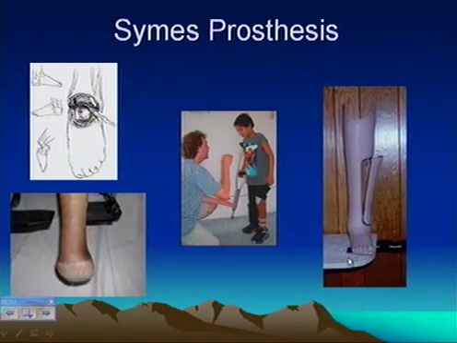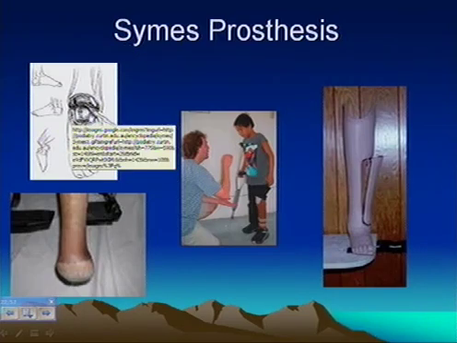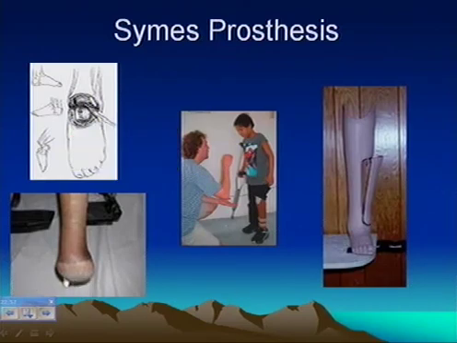Symes prosthesis. This is a typical Symes prosthesis. This was named for a Dr. Symes who invented the amputation level. It's a type of disarticulation where they replace part of the bone back up into the mortise of the tibia and the fibula, and then wrap the heel tissue back around it, so they still have a heel pad, as you can see down here. This was actually the patient's heel before the amputation.